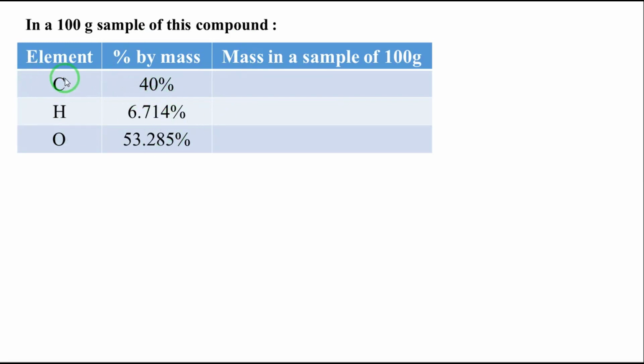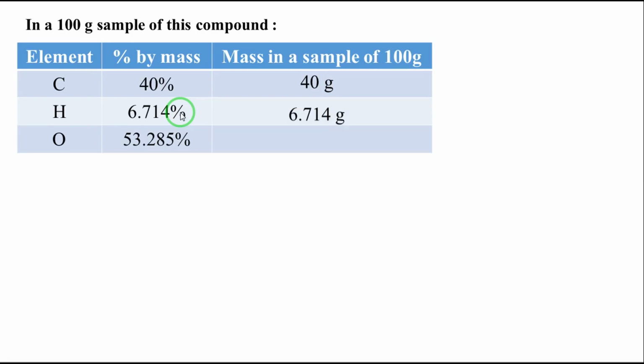So for carbon, the percentage by mass is equal to 40%, so we can say that the mass of carbon in a 100 gram sample of this compound is equal to 40 gram. The same for hydrogen. The percentage by mass for hydrogen is equal to 6.714%, so we can say that the mass of hydrogen in 100 gram of this compound is equal to 6.714 gram.